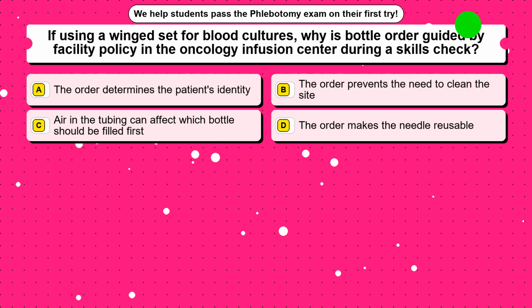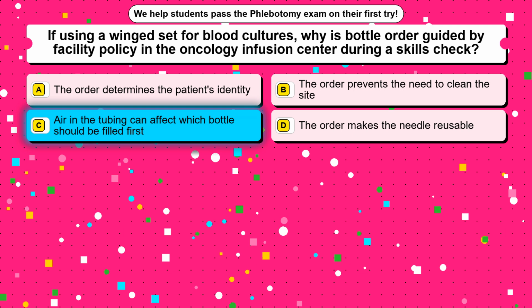Question 74. If using a winged set for blood cultures, why is bottle order guided by facility policy in the Oncology Infusion Center during a skills check? Option A. The order determines the patient's identity. Option B. The order prevents the need to clean the site. Option C. Air in the tubing can affect which bottle should be filled first. Option D. The order makes the needle reusable.